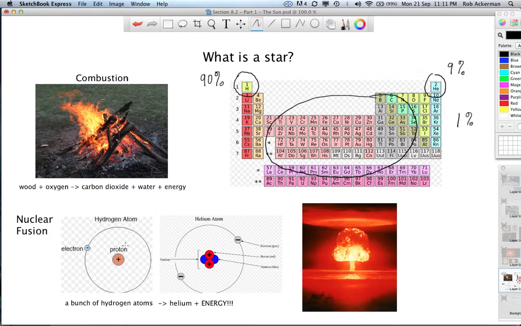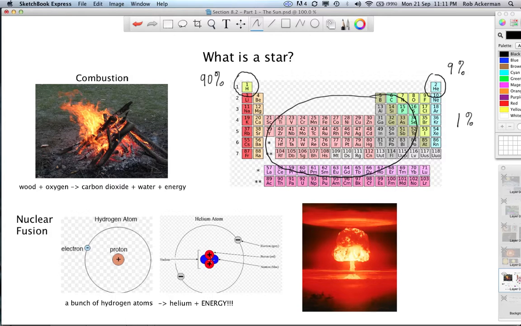Now, I think you know from earlier grades that atoms are made up of electrons and protons and sometimes neutrons, which you see in this picture here. The protons have a positive charge, the electrons go around the nucleus, which is where the protons are, and they have a negative charge, and the neutrons have no charge, they're neutral. Well, hydrogen is just a single proton with a single electron orbiting around it. And helium is two protons, shown by the two red pluses there, and two neutrons.